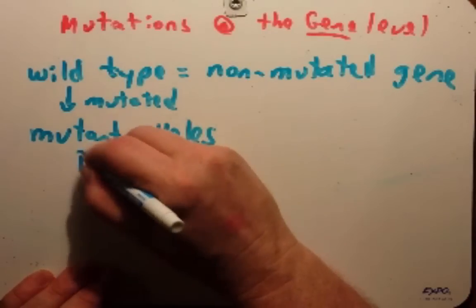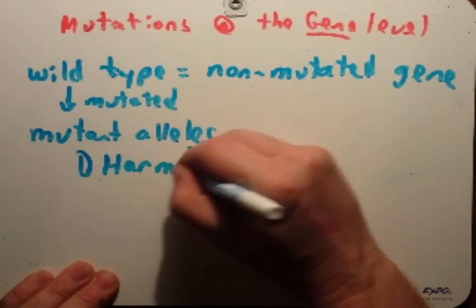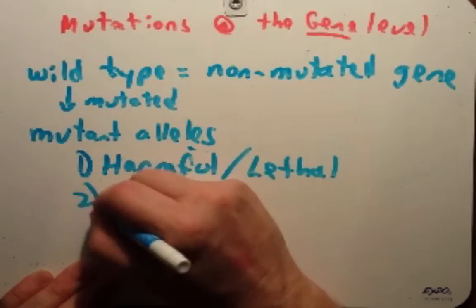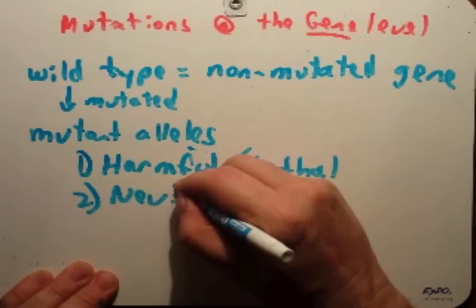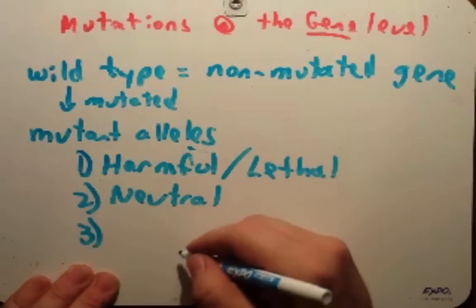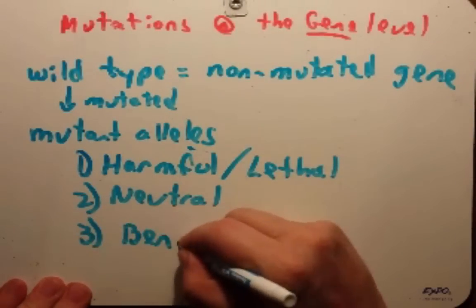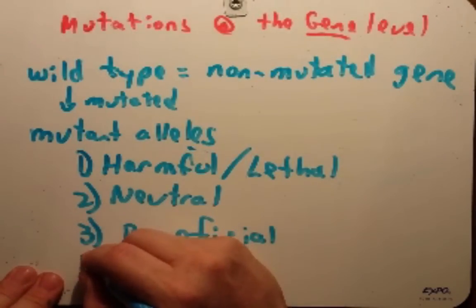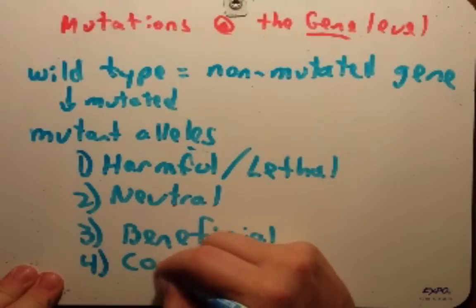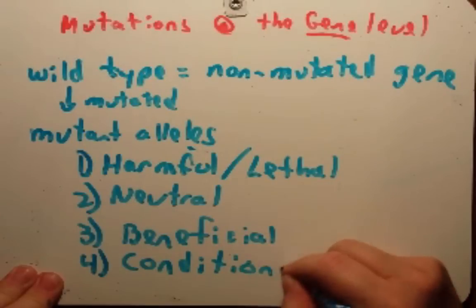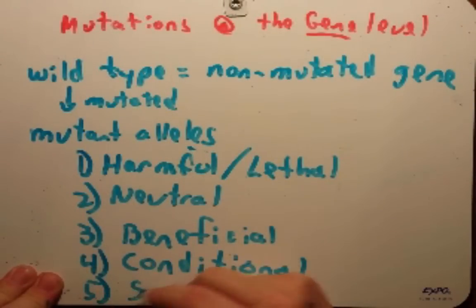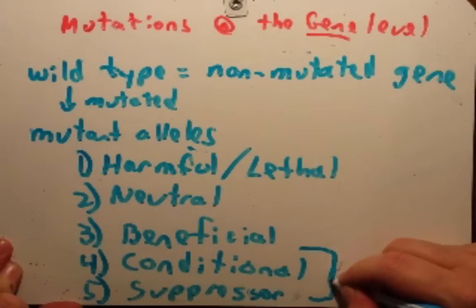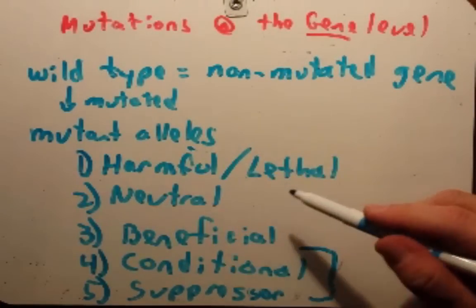These mutant alleles can be harmful to the organism. They can even be lethal, in which case we would call them a lethal allele. They can be neutral, meaning having no effect at all, which most of them turn out to be. Or they can be beneficial. And then kind of some of these specialized mutations. One could be a conditional. And this last one could be a suppressor. I'm going to spend some time talking about these last two. The first ones I think are more straightforward.